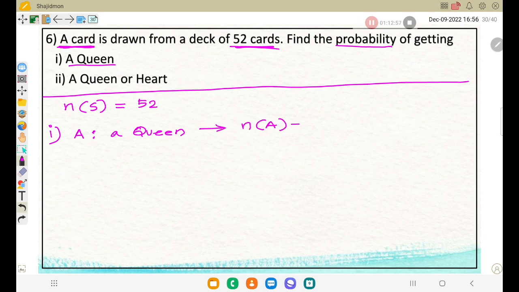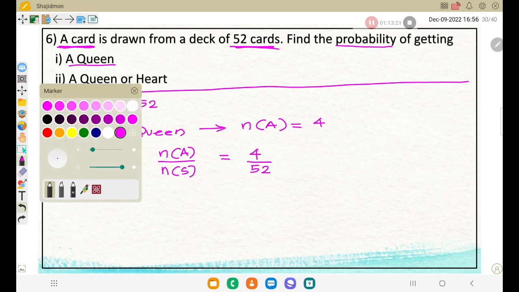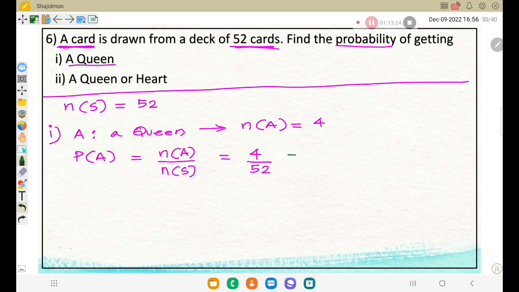How many queen cards are there? 4 queen cards, correct? So what will be the probability of A? Probability of A equals number of elements of A divided by number of elements of S, correct? So how many will get it? Number of elements of A, the number of queen cards, is 4, divided by the total number of cards, 52, correct? 4 divided by 52. If you are using a calculator, you will get 1 over 13. Both are the same, 1 over 13.